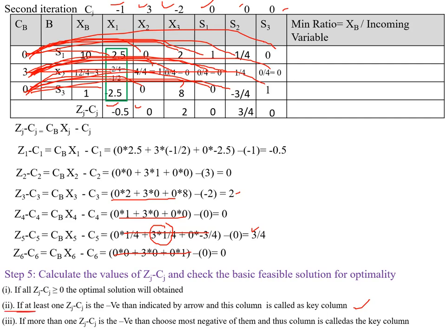Here we are getting only one negative value for Zj minus Cj, that is minus 0.5, and the respective variable is the x1 variable. So the x1 variable we call the incoming variable.